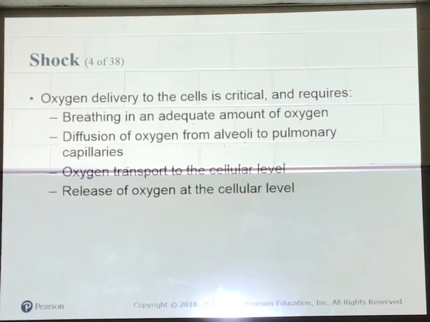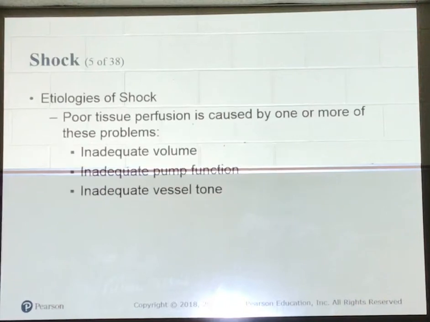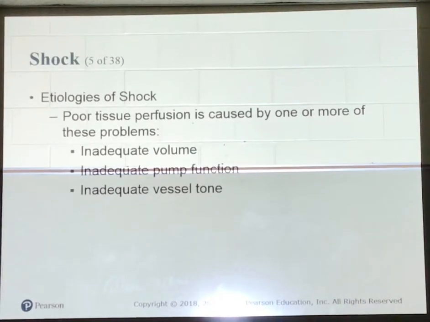All right, most emergency care of a patient in shock is geared towards maintaining or restoring oxygen and glucose delivery. Okay. So there's 3 reasons we have shock. You have inadequate volume, which is not enough blood, or not enough fluids. It's not just blood, but it's fluid as well.